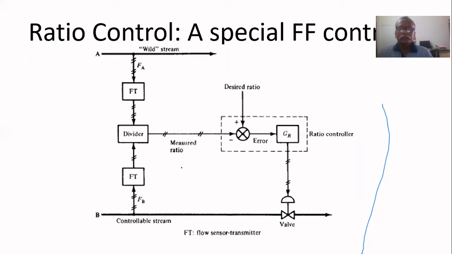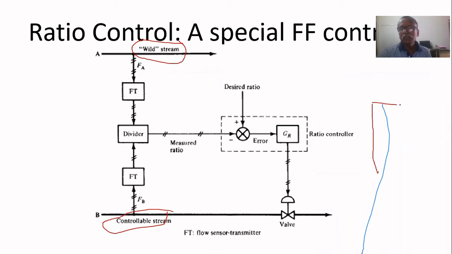Then ratio control. It is a special feed-forward controller. The ratio controller is a special feed-forward controller. Wild stream, controllable stream. Let us assume that the fuel flow rate is controlled.